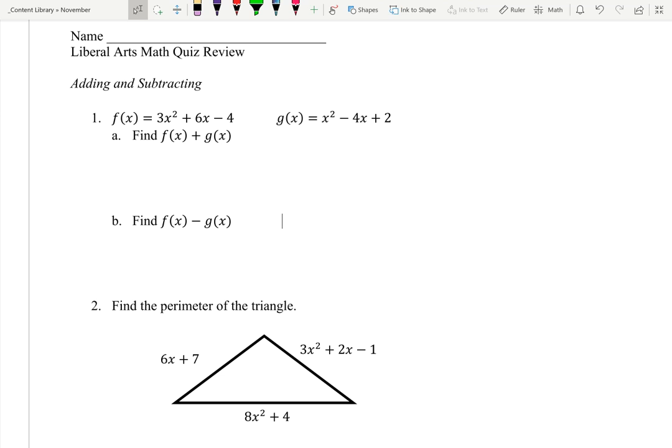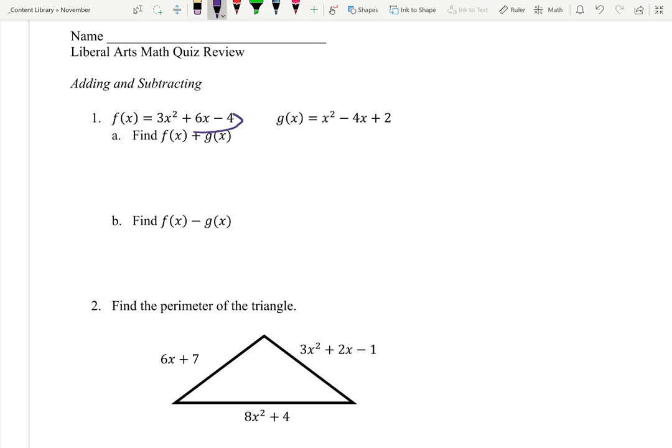So we have two functions, f of x, which is given by 3x squared plus 6x minus 4, and g of x, which is x squared minus 4x plus 2. And in part A, we are adding those two functions together.